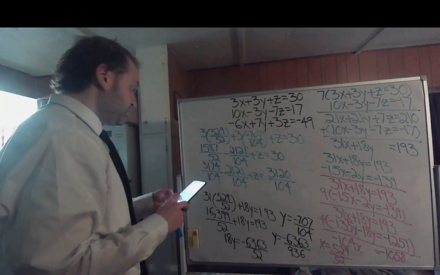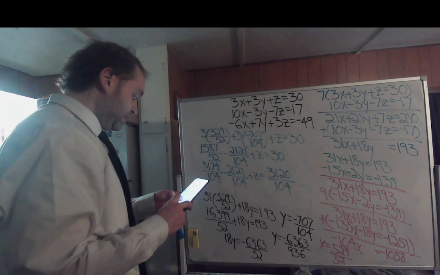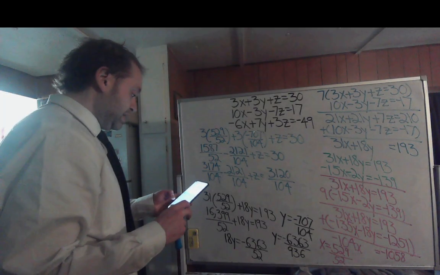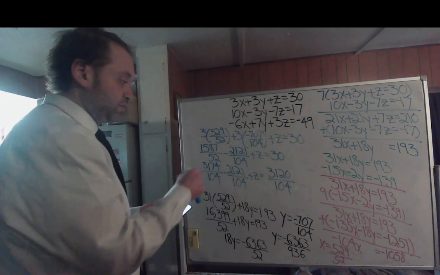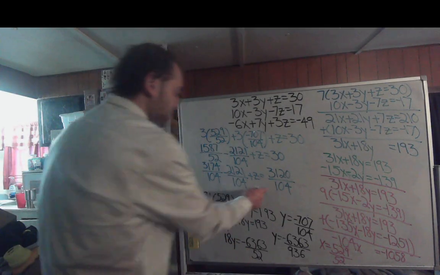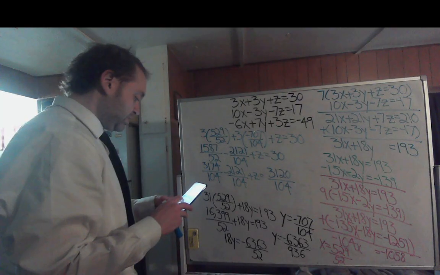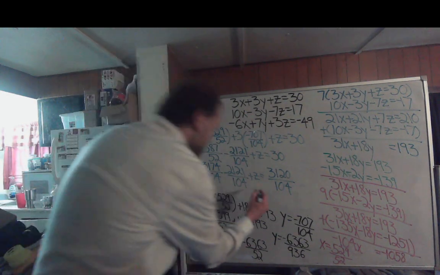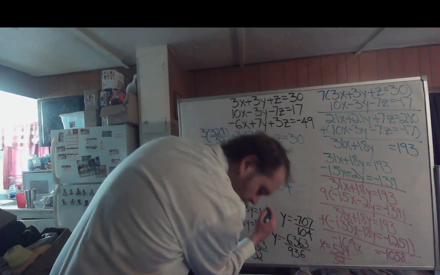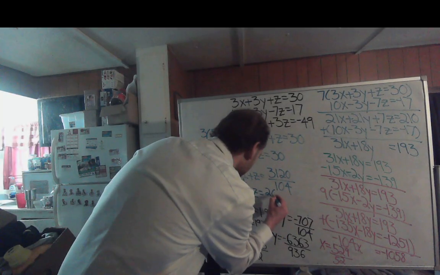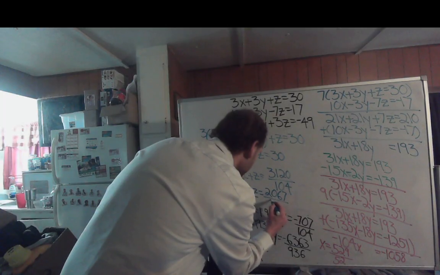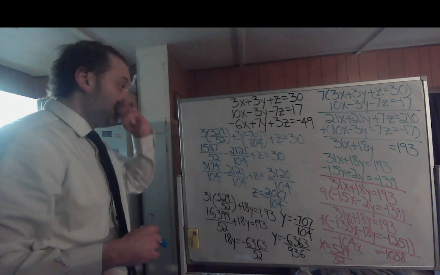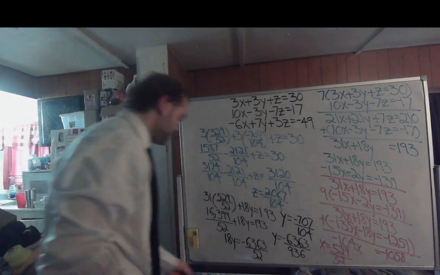Alright, so we're going to go straight for z. So 3,174 minus 2,121 gives you 1,053 over 104. Now subtract that from this side. 3,120 minus 1,053 gives you a z value of 2067 over 104. That was awful. That was pretty bad, wasn't it?